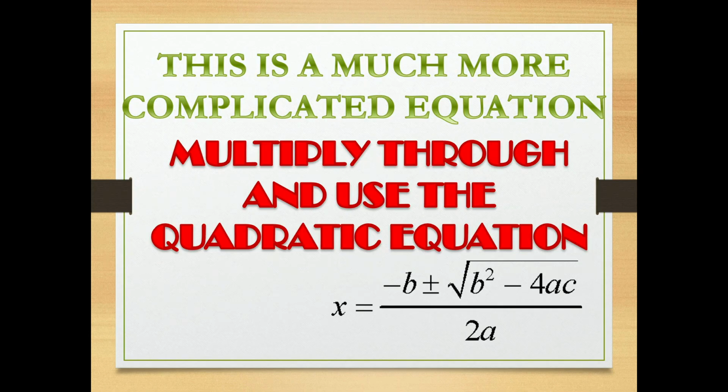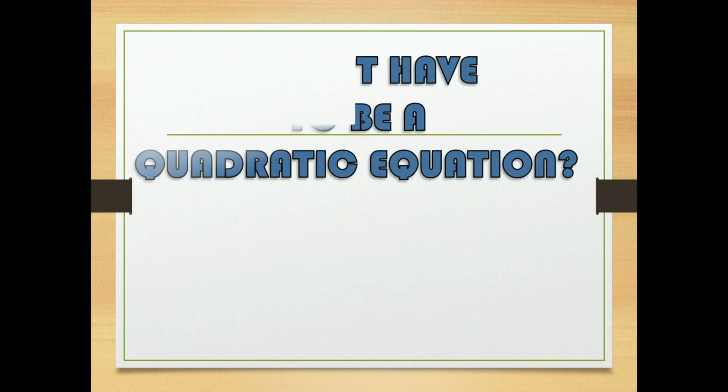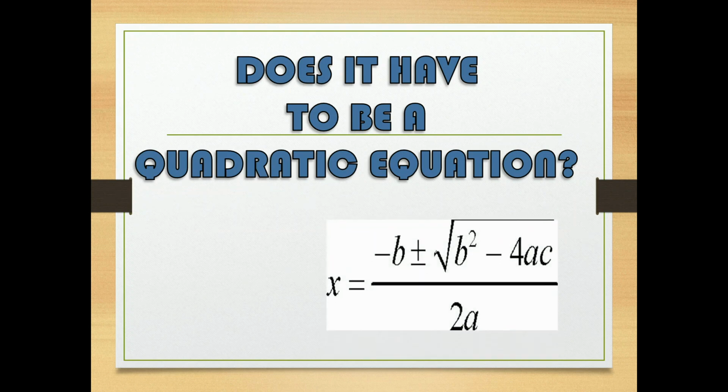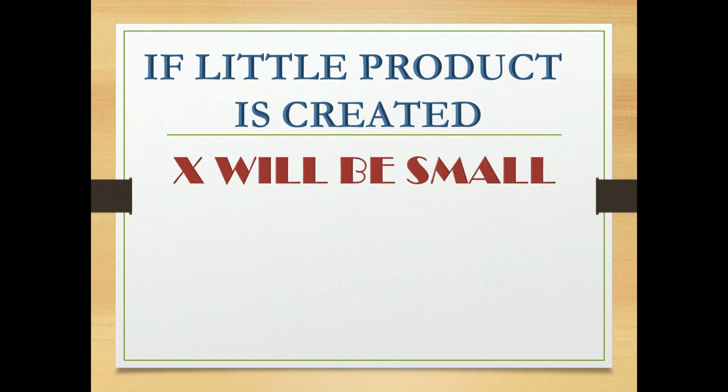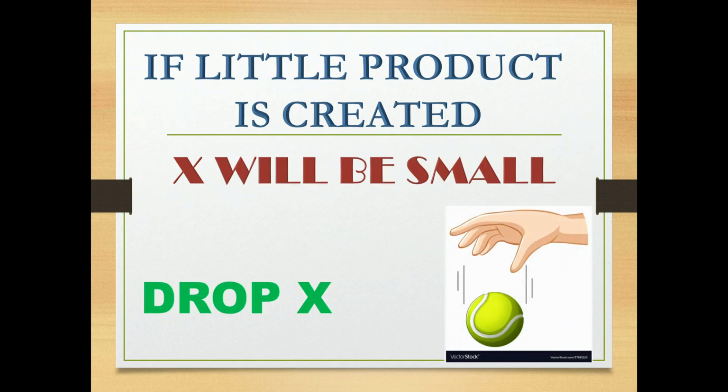So instead of using this quadratic, to avoid the quadratic, my cheat code is that when K is very small and little product is created, I can drop the minus X from the 0.1. I'm going to assume that the 0.1 is so much larger than the X I would create that it's not going to make a difference. So if X is small, I'm simply going to drop the X. I'm not going to drop the X when it's only X. I'm not going to do that, but I'm going to drop it when it's a minus X from my reactant.